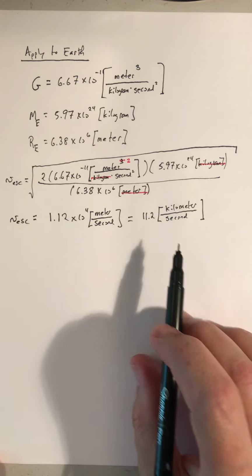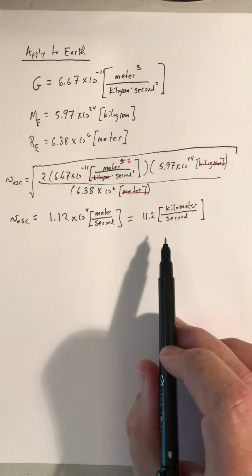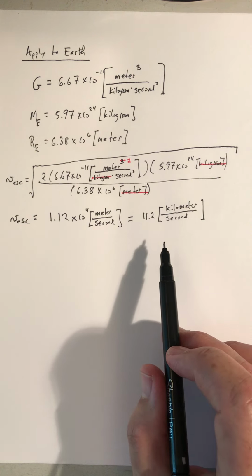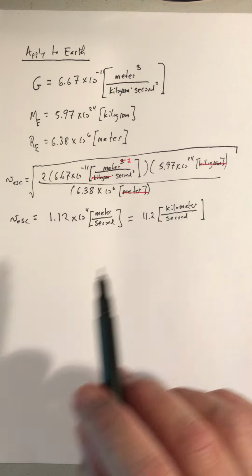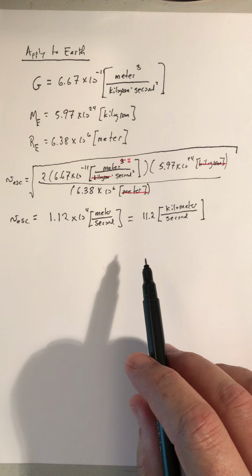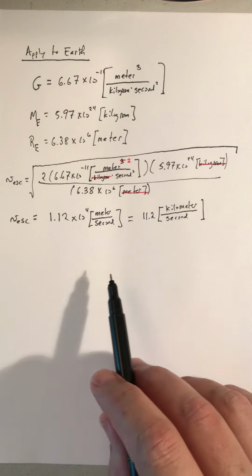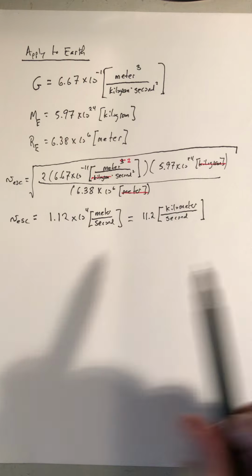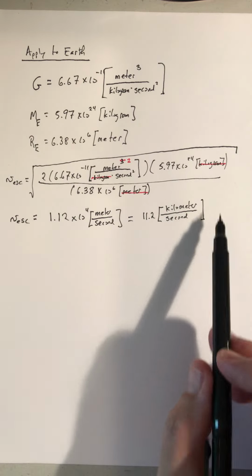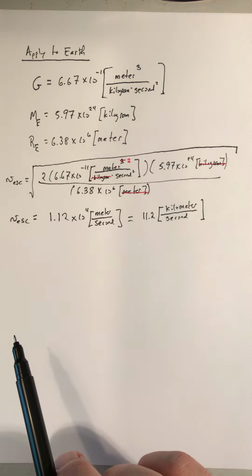So if you wanted to take your baseball and throw it fast enough that it would never fall back down to Earth, Earth's gravity would just continually slow it over time until at an infinite distance away, it then comes to rest. You would have to throw your baseball at 11.2 kilometers per second.